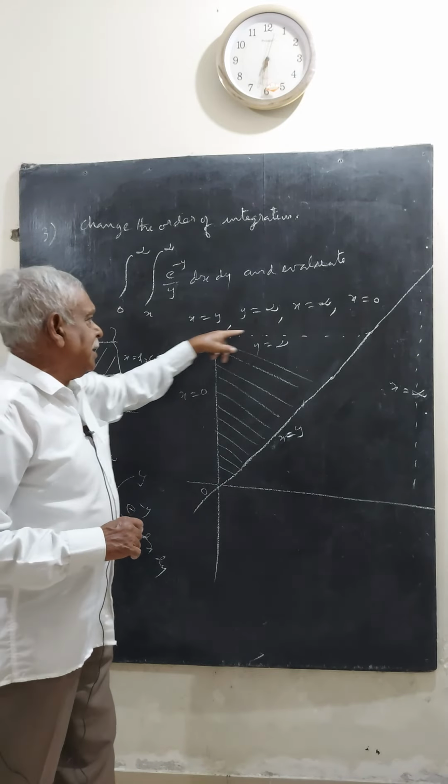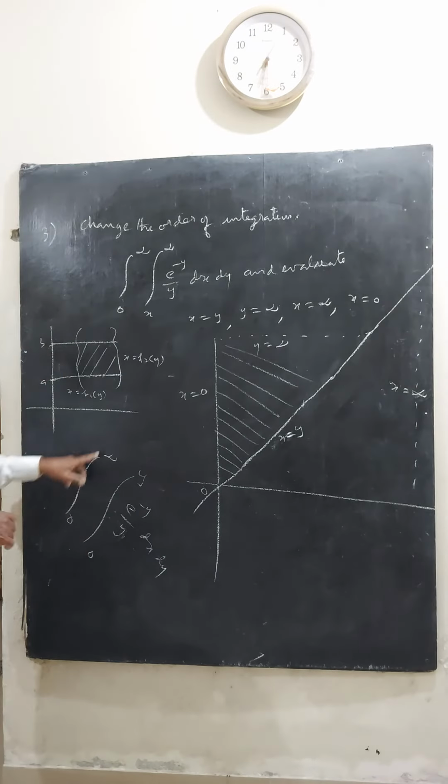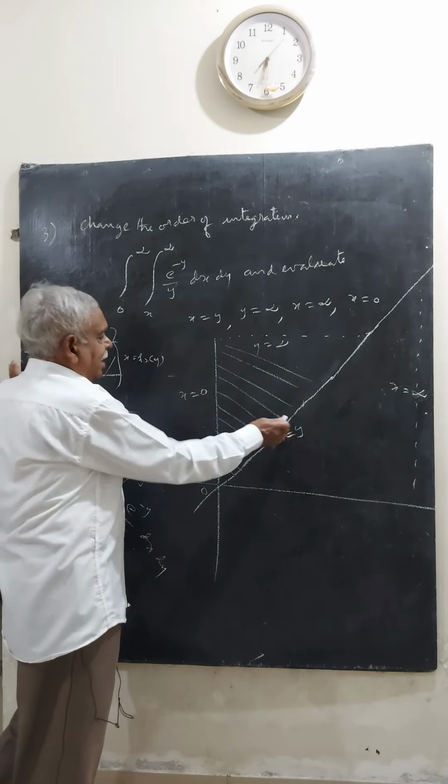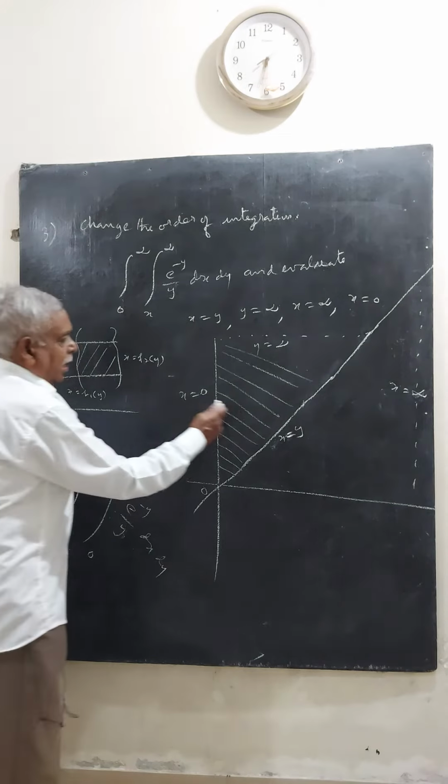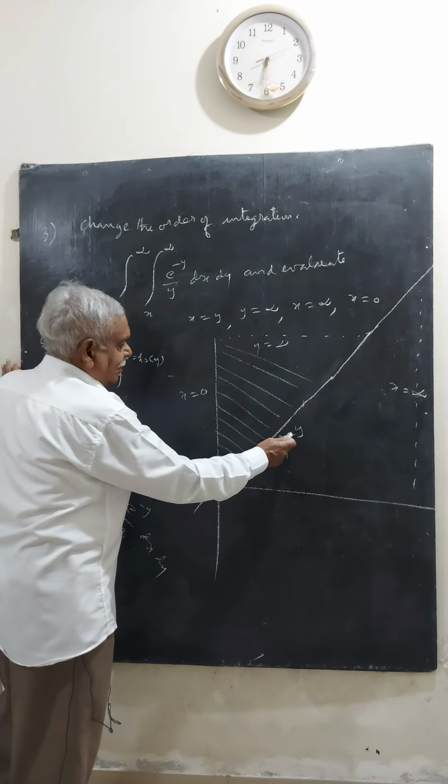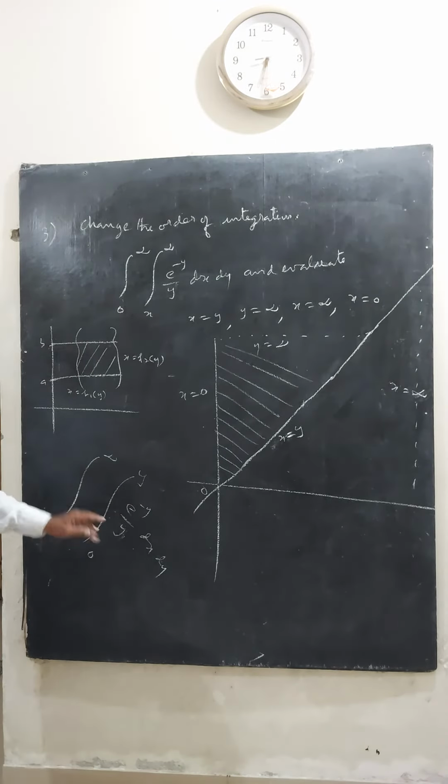This line cuts at infinity, 0 to infinity. X is the curve from left to right. X equal to 0 on the left, and on the right x equal to y. We have changed the order of integration. This is enough to do the sum. Let us do the sum.